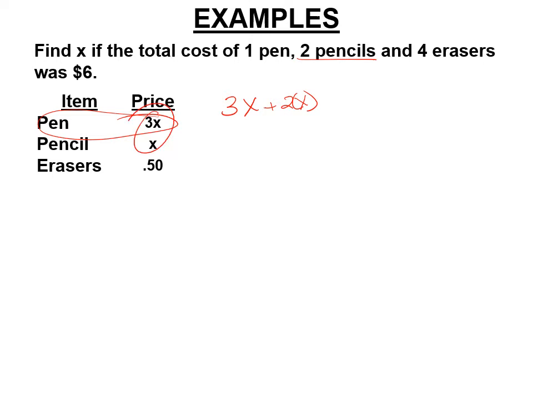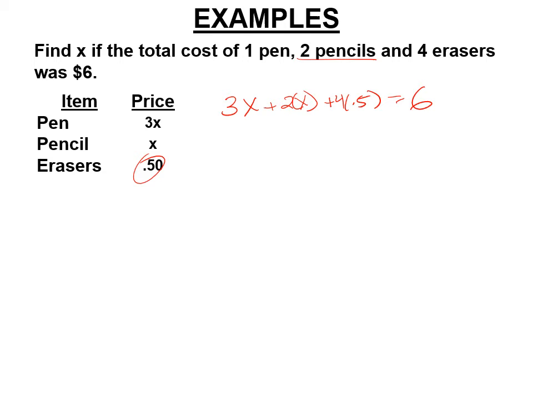Now let's understand the prices here. We don't know the price of the pencil, it's x, but we know the pen is 3x. That means the pen is 3 times the cost of the pencil. That's what that price chart is saying. And we also got to have 4 erasers, and the erasers are 50 cents each. So I'm going to do 4 times 0.5. And we know this all added up to $6 once we did all the addition.